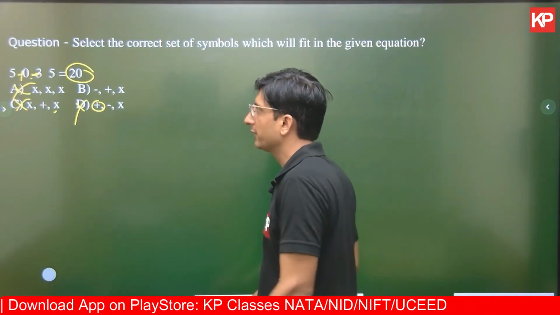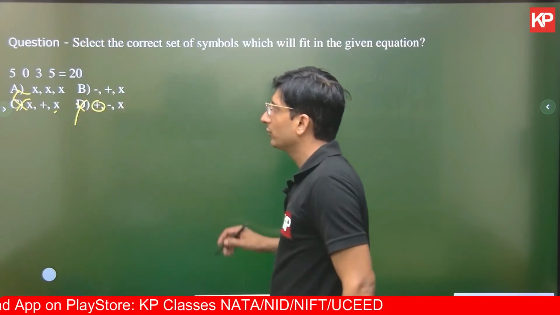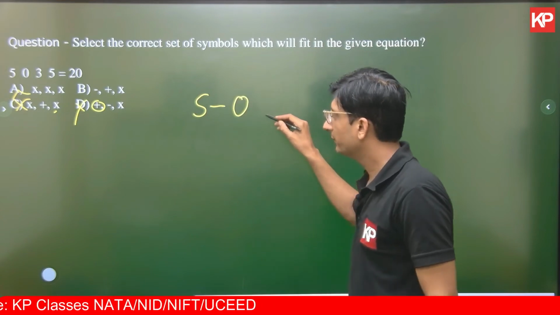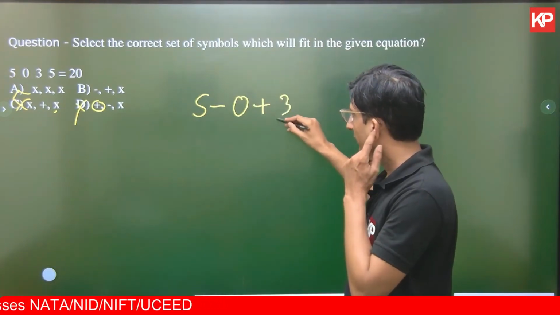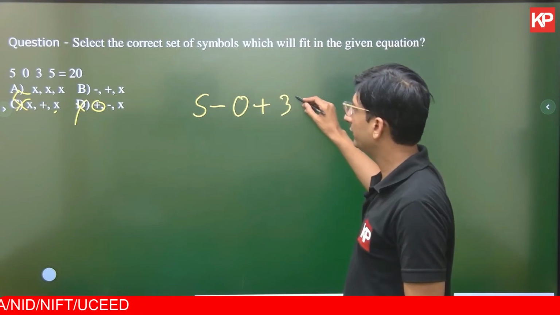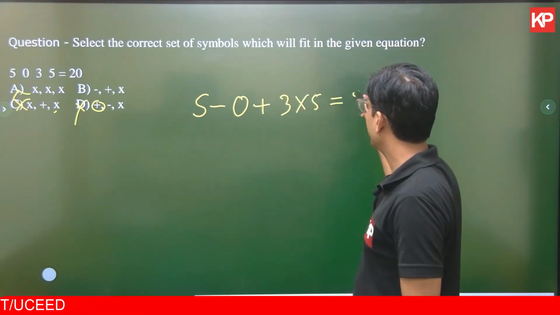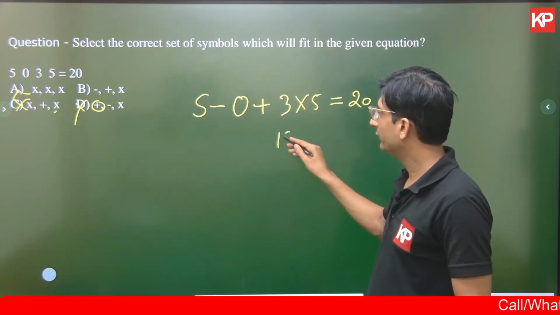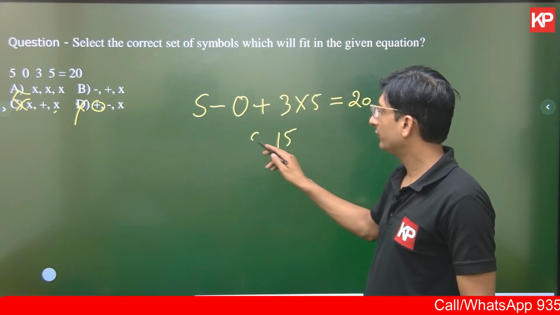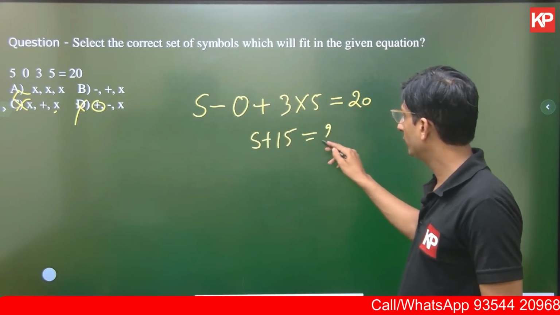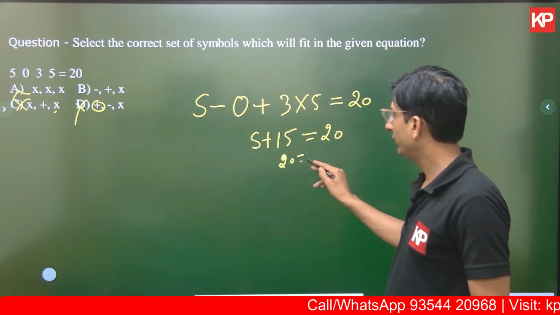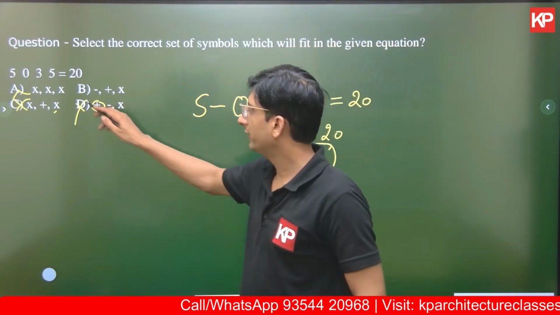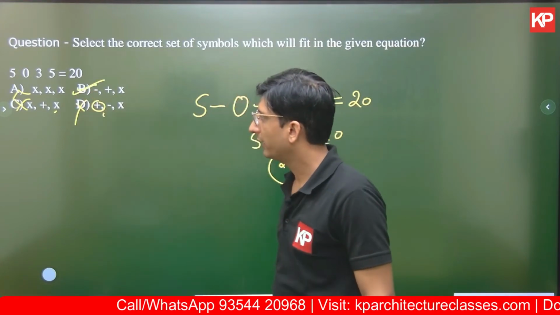This is our right answer. Now let me show you how this is correct. Putting 5, the first symbol is minus, the second number is 0, the second symbol is plus, the number is 3, and the last symbol is multiply, the number is 5, and this has to be equal to 20. So 5 minus 0 is 5, first you can multiply, that is 15. Then 5 minus 0, which is 5, there is a symbol of plus, equals 20. Now 15 plus 5 is 20, and 20 and 20 are balanced. So the correct option which we have to put here is option number B. This is the right answer.